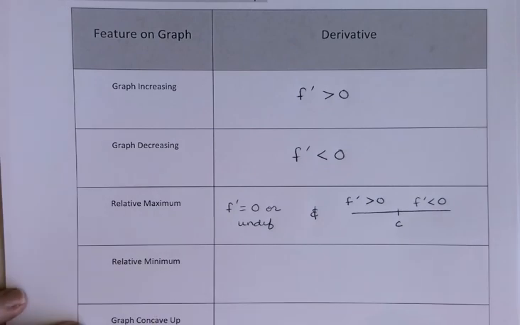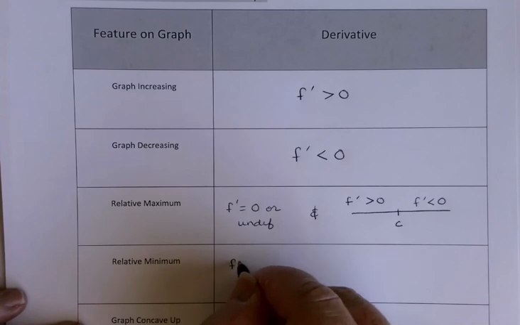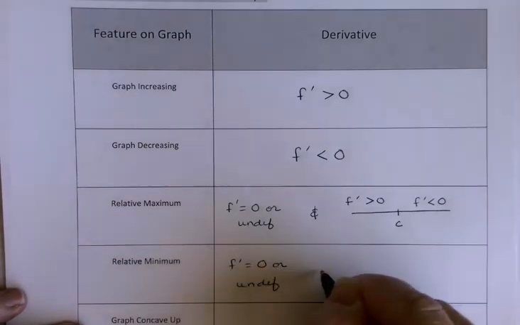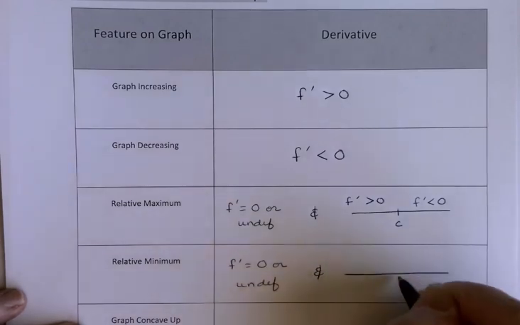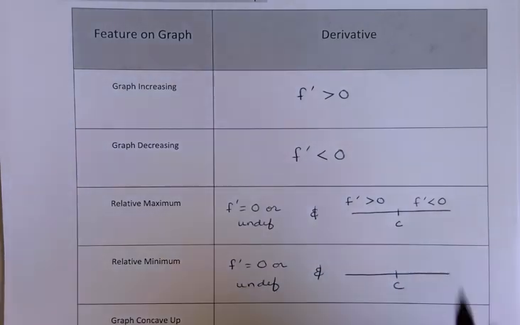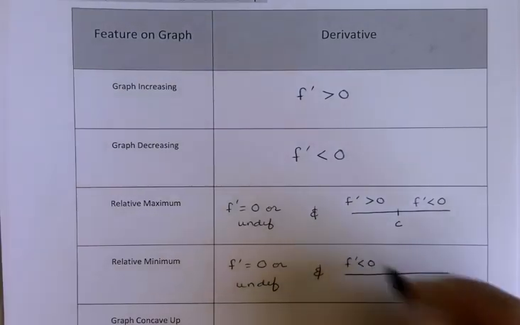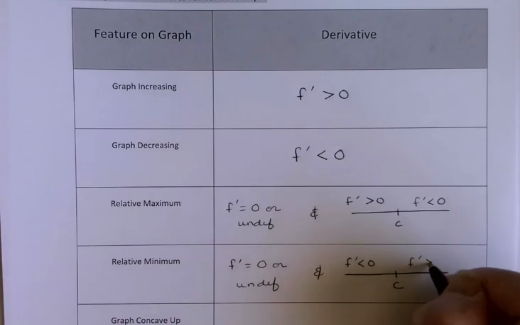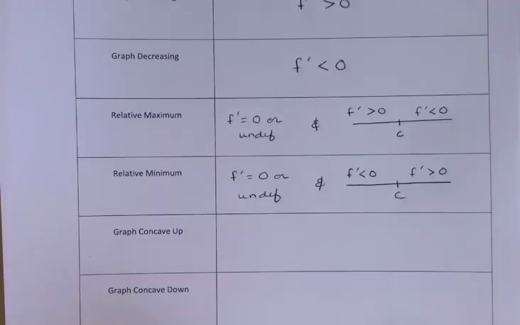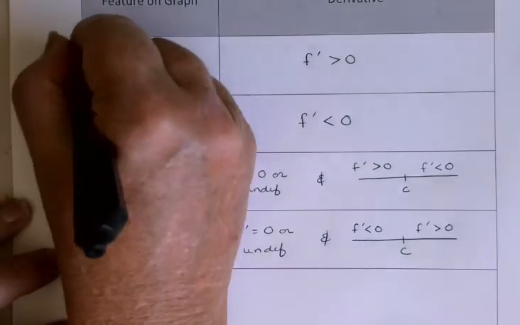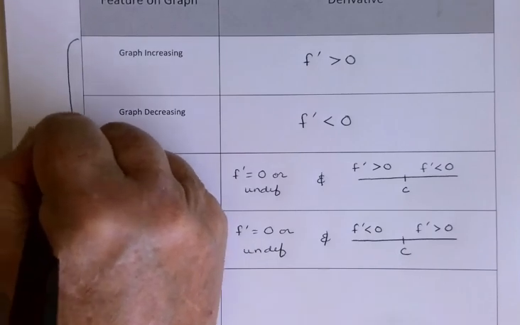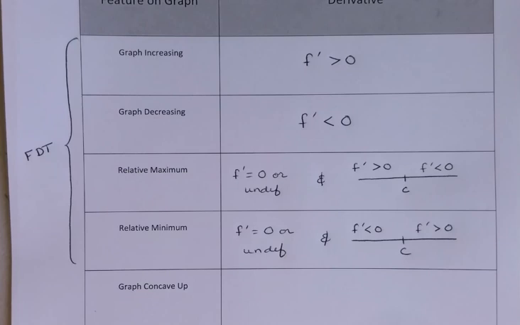Relative minimum is exactly the opposite of that. We still have to have our derivative be 0 or undefined, but this time we want to go from decreasing to increasing to get a minimum. So f prime is negative on the left side and positive on the right side. All right, all of those are parts of what we're calling our first derivative test, which I'll often abbreviate as FDT, first derivative test.